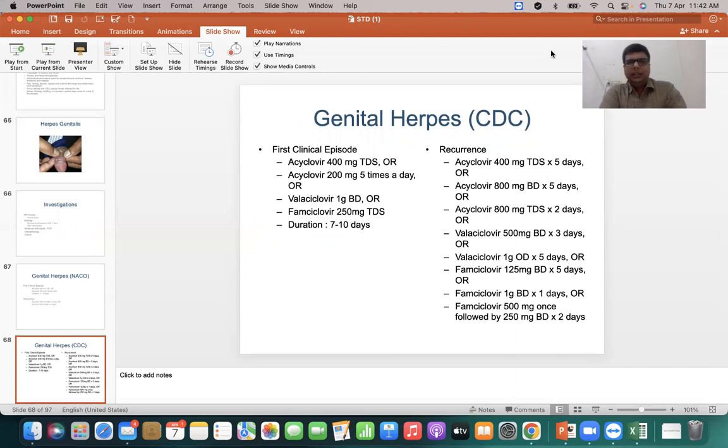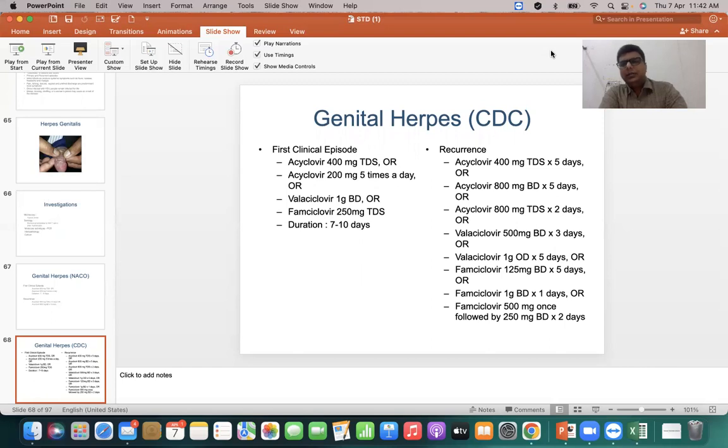In genital herpes, for the first clinical episode, you should give acyclovir 400 mg 3 times a day, or acyclovir 200 mg 5 times a day, or valacyclovir 1 gram BD, or famciclovir 250 mg 3 times a day for 7 to 10 days.